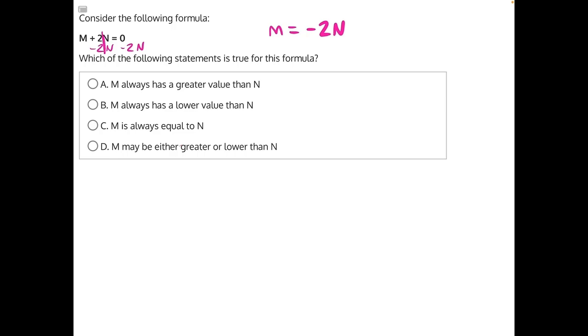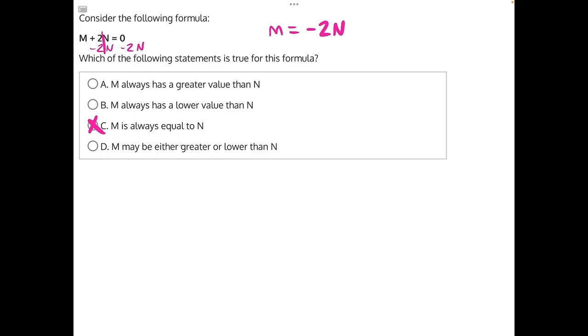First, we can start with answer choice C. M is always equal to n. This will never be true because we are always multiplying n by negative 2. So even if we plugged in the same value for both m and n, we said 2 is equal to negative 2 times 2, that would never be a true statement. So we can go ahead and eliminate answer choice C.